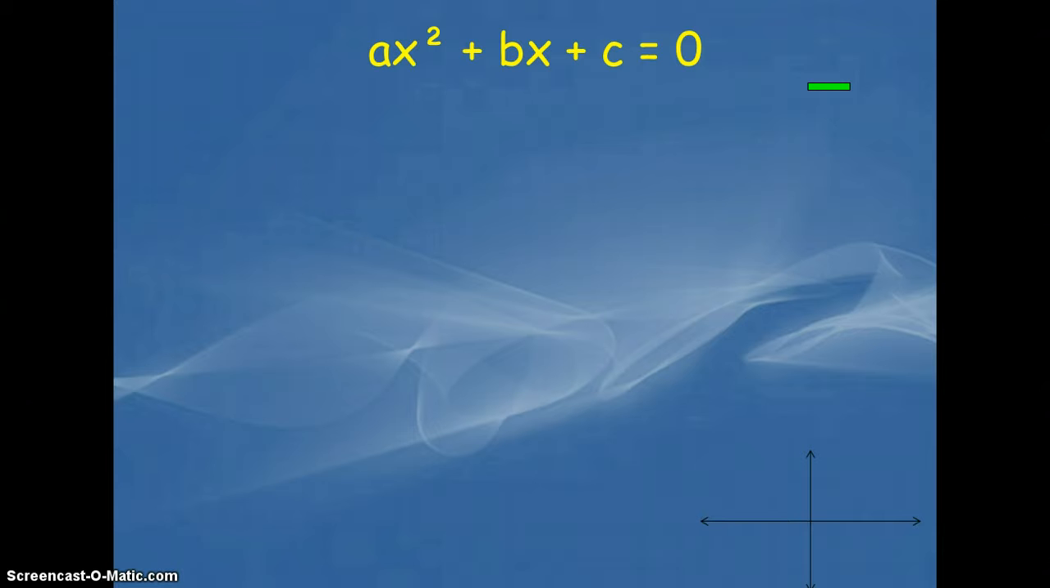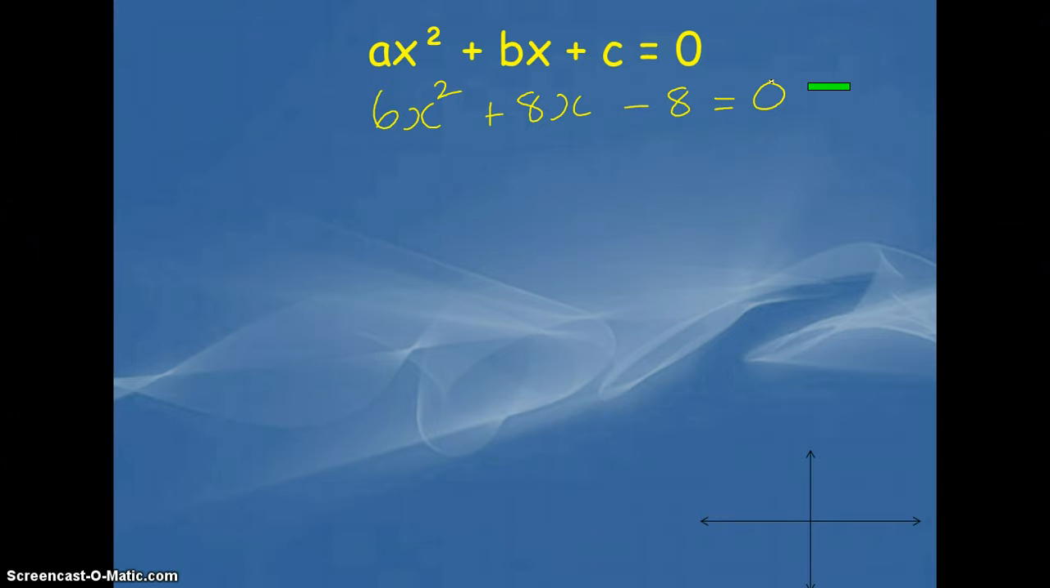So the case we're going to consider now is when a is 6, so I've got 6x squared. When b is 8, so I've got positive 8x. And when the value of c is minus 8. And again, that is equal to 0.